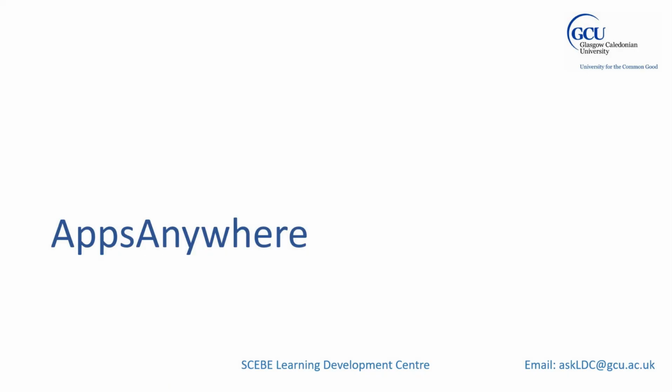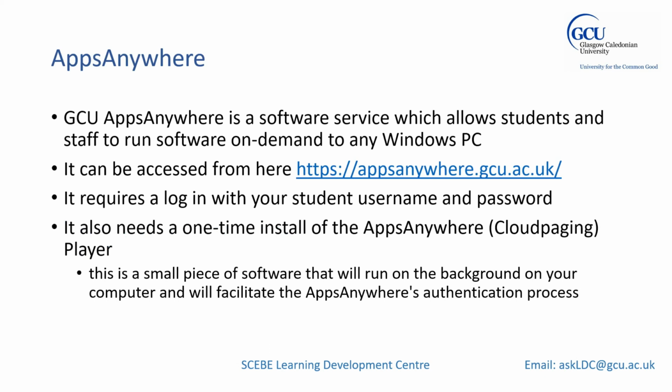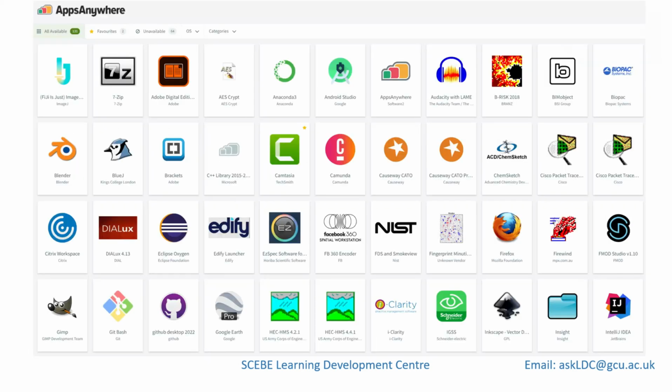Apps Anywhere. GCU Apps Anywhere is a software service which allows students and staff to run software on demand on any Windows PC. It can be accessed from this link here. It requires a login with your student username and password. It also needs a one-time install of the Apps Anywhere player. This is a small piece of software that will run in the background on your computer and will facilitate the Apps Anywhere authentication process. This is a quick screenshot of some of the apps. There's almost 200 of them, a huge range, very useful resource.